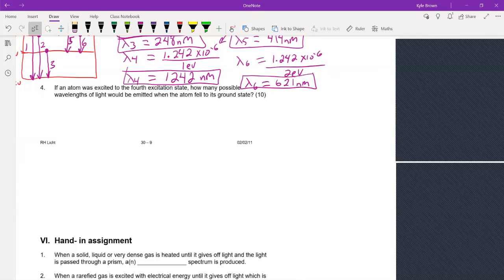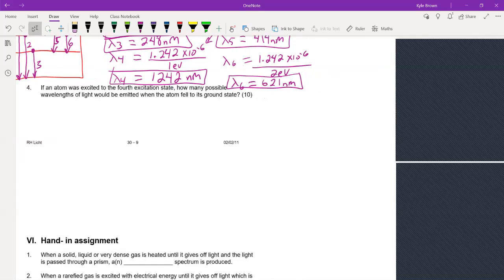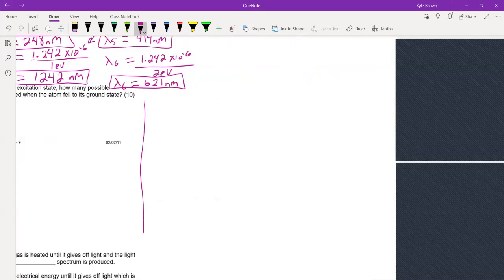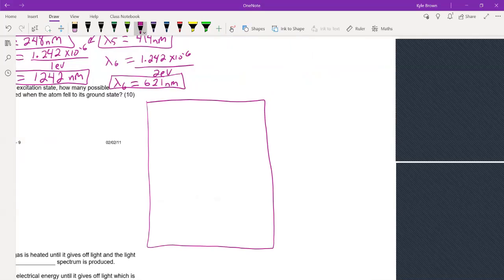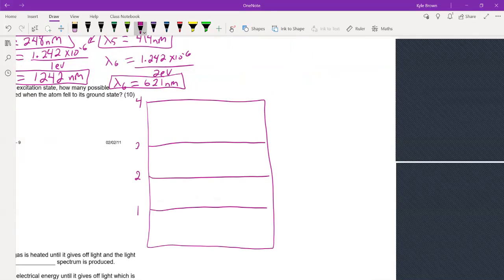If an atom was excited to the fourth excitation state, how many possible wavelengths of light would be emitted when the atom fell to its ground state? All right, so I'm gonna write it over here. Let's sketch this out. Okay, so we'll say one, two, three, I'll call four at the top. All right, so one, two, three, four for my excitation states, right?